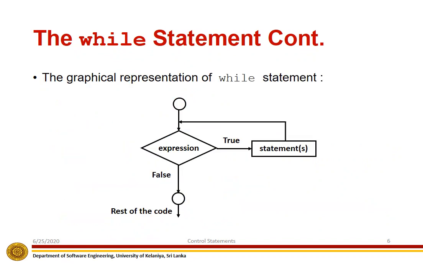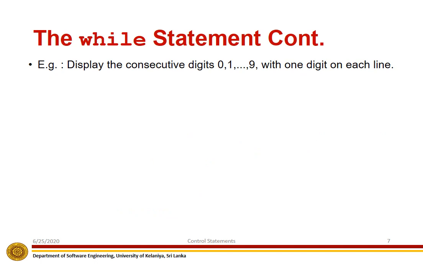Here is the graphical representation of the while statement. When a while statement appears in the middle of a program, if the expression is true, it will execute the statement or statements first, and again check the expression. This will continue until the expression is false. If it is false, then it will terminate the while loop and continue to the rest of the code. Now we will see an example for the while statement.